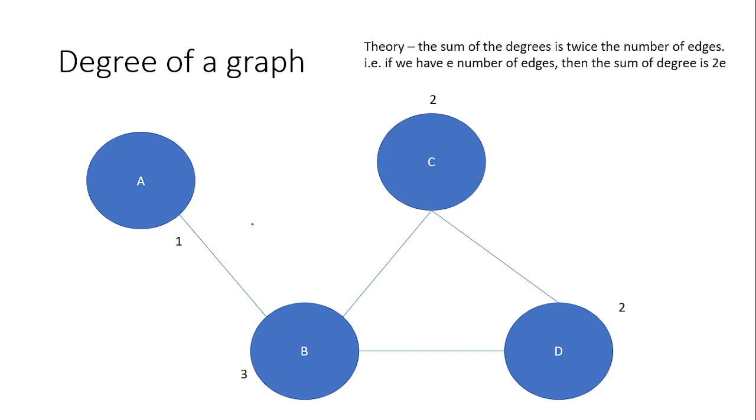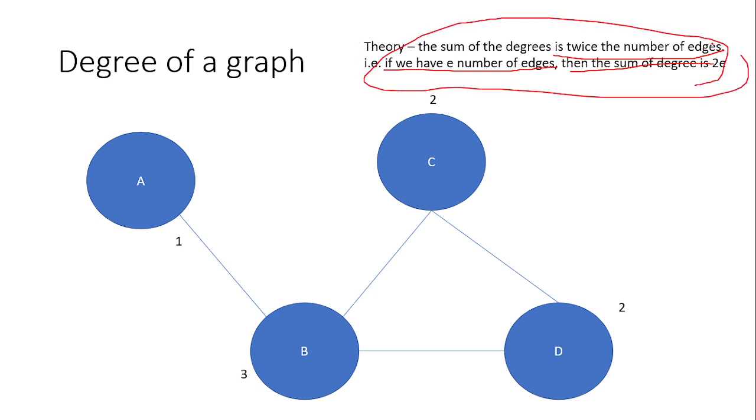The sum of the degree is twice the number of edges. If we have e number of edges, then the sum of degree is 2e, right? This is a theorem, right? Don't think about this theorem too much, just a theorem to add to yourself. Here the number of edges is 4. The sum of degree is 8.